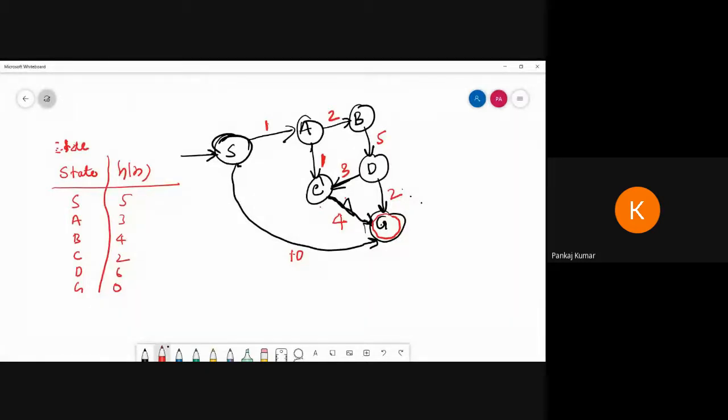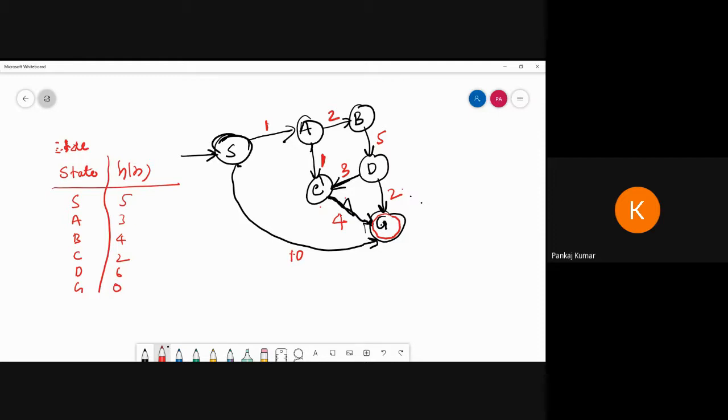Now see, suppose on this directed graph algorithm I want to apply a BFS. So basically, how will BFS work? BFS will see which heuristic function has the lowest value, and on that basis we can go for the search.